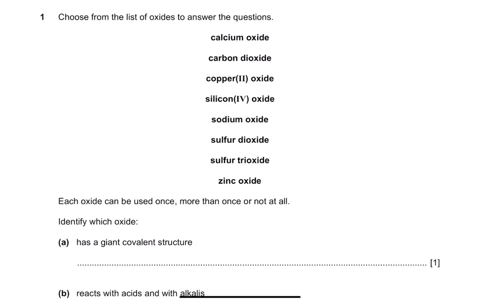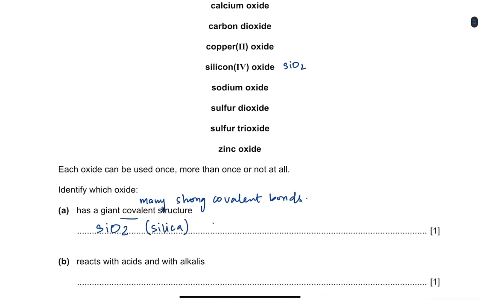Identify which oxide has a giant covalent structure. So we know giant covalent structure is something that has many strong covalent bonds. Now if we want a compound with many strong covalent bonds, it should not be ionic obviously. So calcium oxide is ionic. Carbon dioxide, we know that it's a simple covalent compound. Copper oxide, copper 2 oxide is again ionic. But silicon 4 oxide, SiO2, is a giant covalent compound. So SiO2, also known as silica, is a giant covalent compound with high melting point.